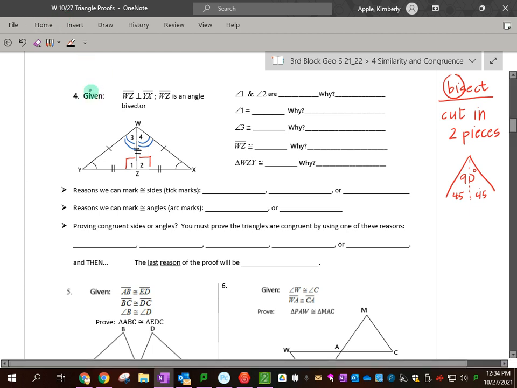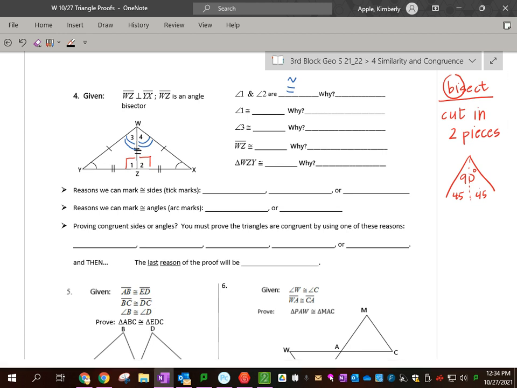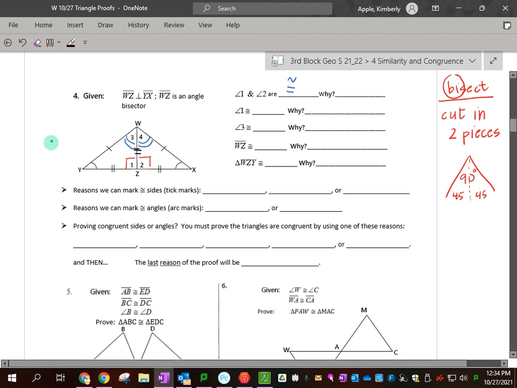So after I took all my given information, it says angle 1 and angle 2 are congruent. Angle 1 and angle 2 are equal. How do I know that? They're side by side, right? We have to do something else first. So look, 1 and 2 are 90-degree angles. We marked that on the diagram. How do I know they're 90-degree angles?